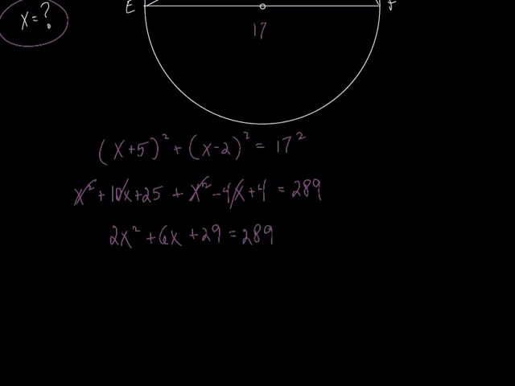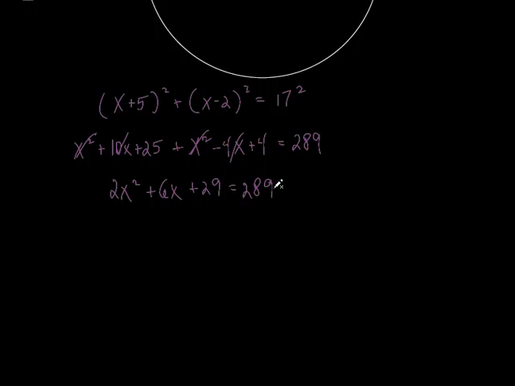Now this looks like a quadratic, so let's subtract 289 from both sides. So I've got 2x squared plus 6x. Now if I subtract 289, or actually, let's do it like this, it's a little easier. That's a 6, 0, so it's 260. So it's 260 over here on the right-hand side, but let's move it to the left.